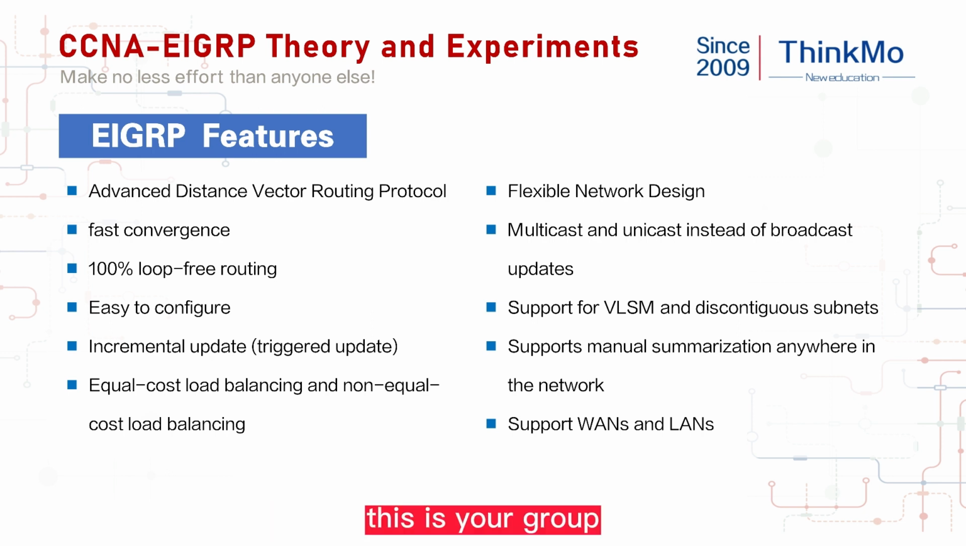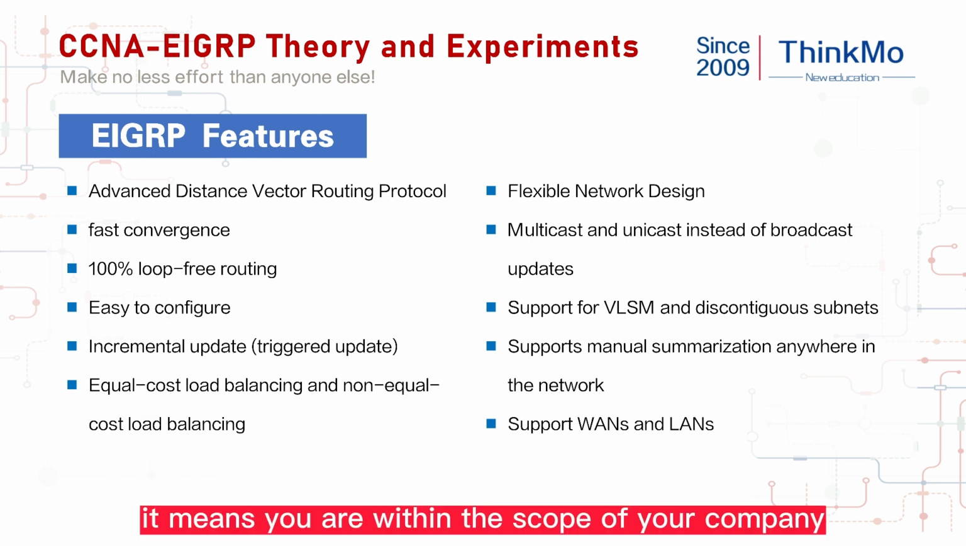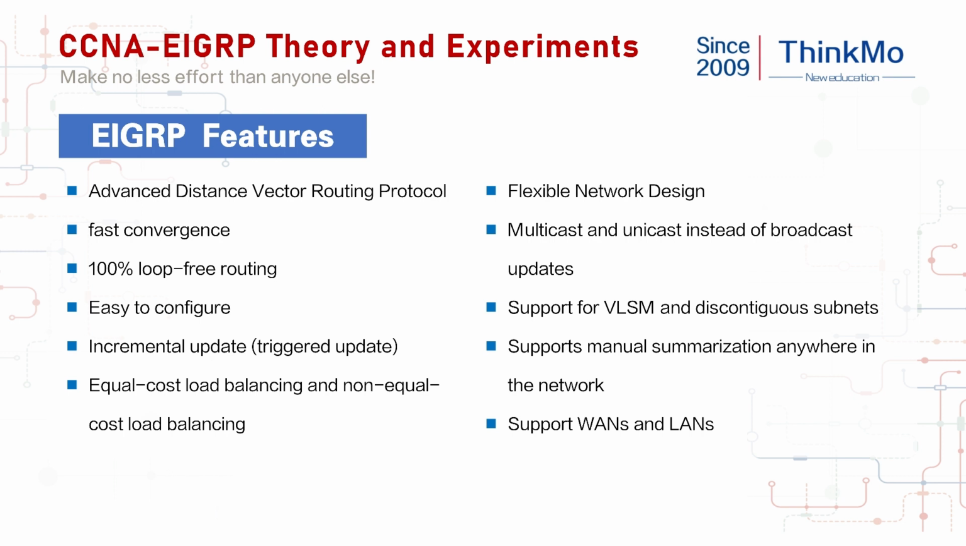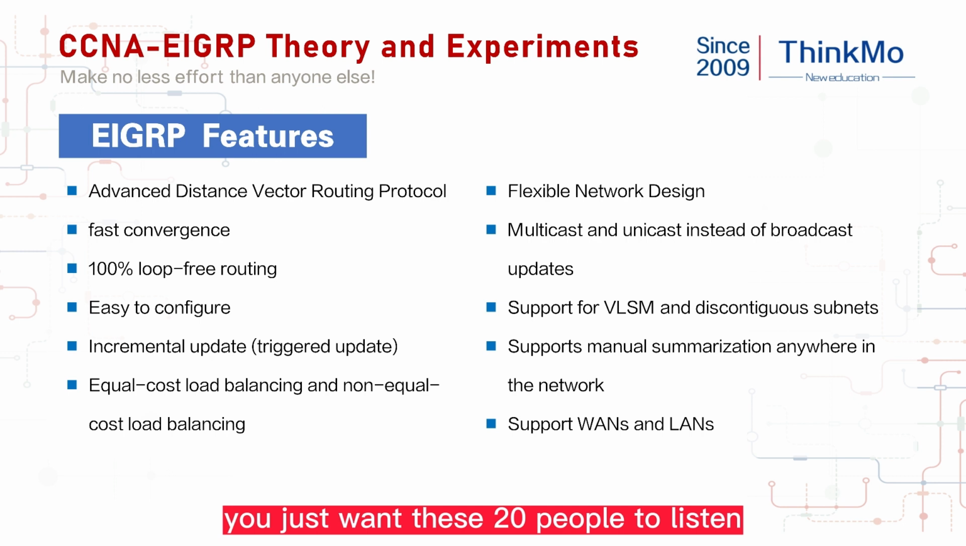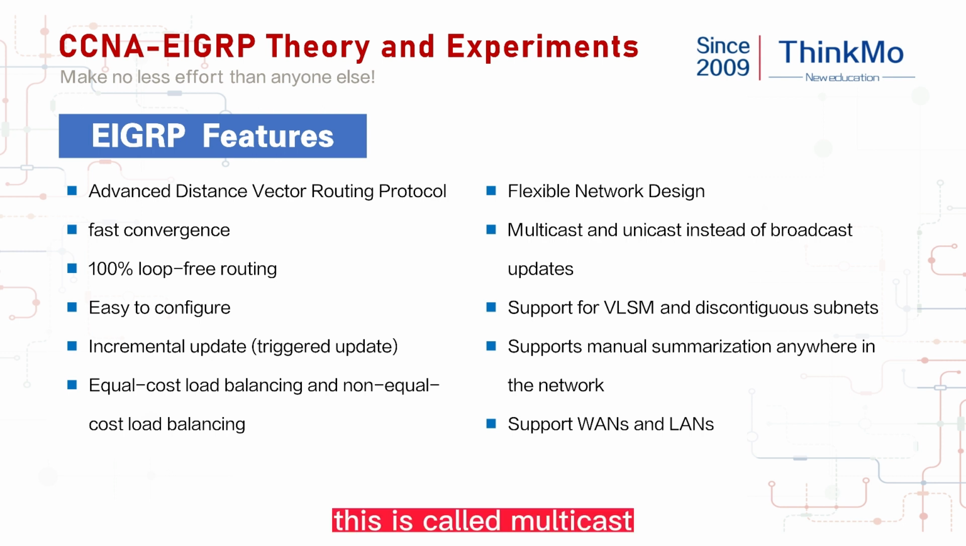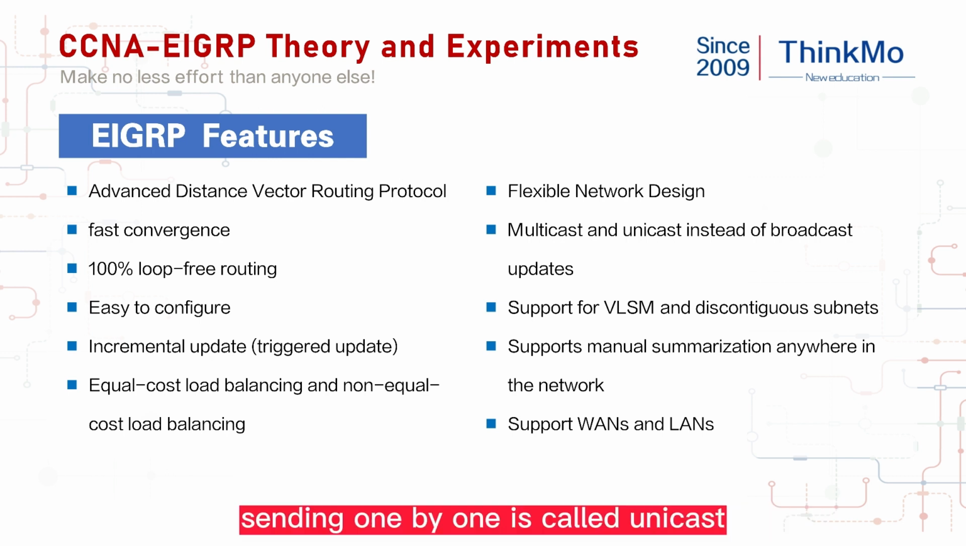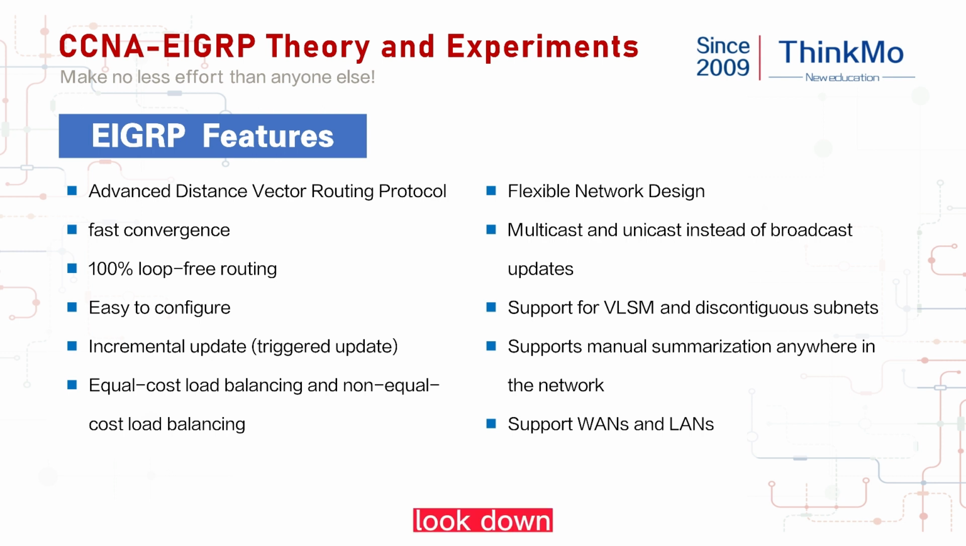This is your group. Broadcasting means you are within the scope of your company. You send data that everyone can hear. But sometimes you just want these 20 people to listen. You have a small channel. This is called multicast. If you want to send data to others alone, sending one by one is called unicast.